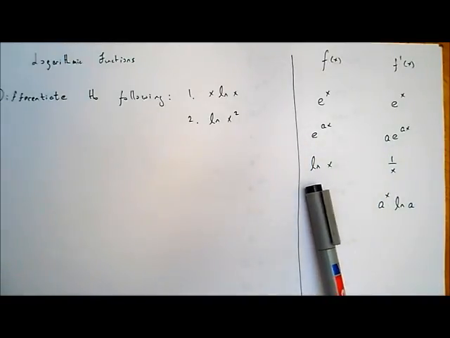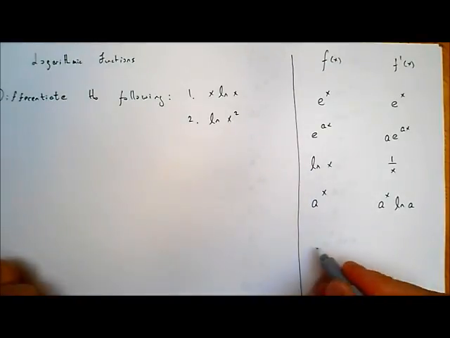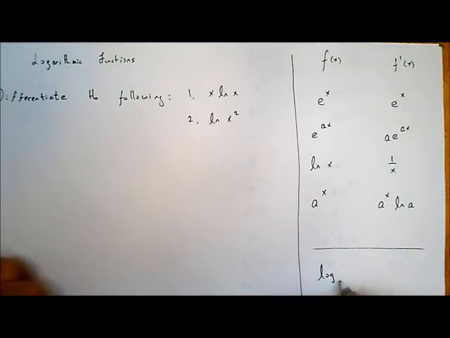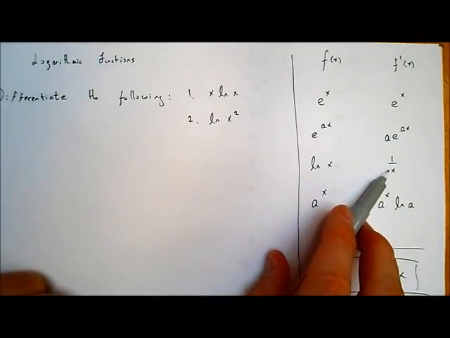And now when we differentiate the natural log of x, remember the natural log of x is log to the base e of x. That's what it means, that's the same thing. So instead of writing log to the base e, I can write ln, the natural log of x. When I differentiate the natural log of x, I get 1 over x.